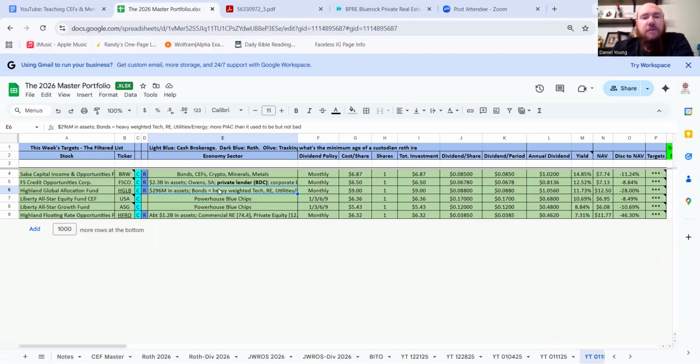Yeah, I'll say that they've got some real estate interest as well. And utilities. So that's interesting. But just on sheer value and overall discount and yield, the top two are unchanged. BRW is bonds, FSCO is bonds and a BDC. And BRW is kind of international.